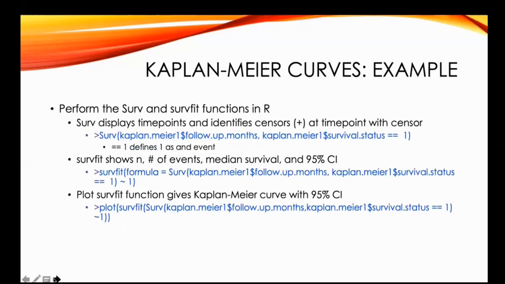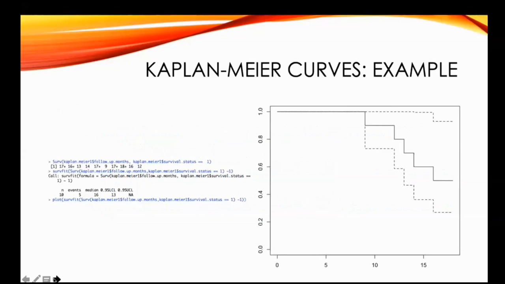So then in R, you're going to perform the Surv and survfit functions. This is how you do it. You're going to define the event as the survival status column. One defines one as an event. So the critical things to have in a data set for a Kaplan-Meier analysis are the follow-up, here we did follow-up in months, and the survival status, whether the patient is alive or there's an event. This follows exactly what we just did with the previous calculation. Then you're going to do the survfit function and then plot the survfit function. And I'll show you what that looks like.